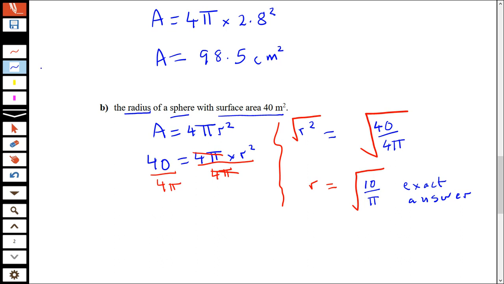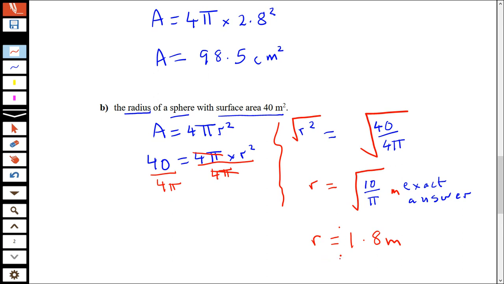Most questions will ask, what is the radius correct to one decimal place? If you did that, just get your calculator out, find the square root of 10 over pi, and you'll get 1.8 to one decimal place. So to one decimal place, radius is 1.8, and it should be meters. That should be meters there as well. Okay, use the approximation sign.